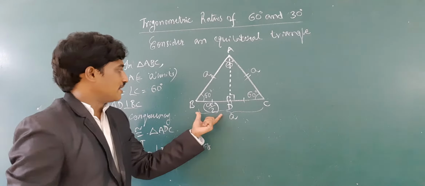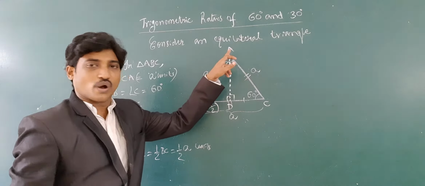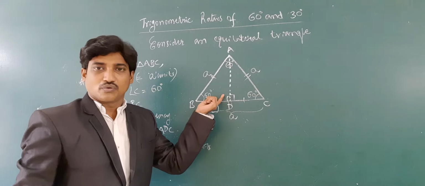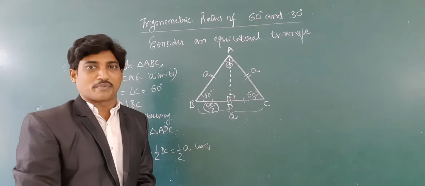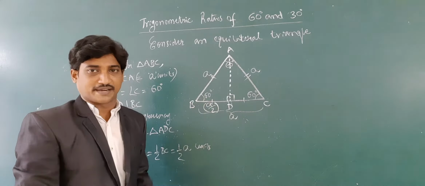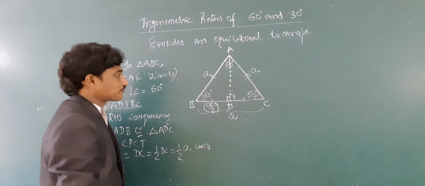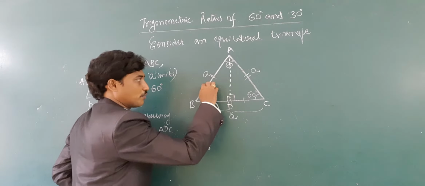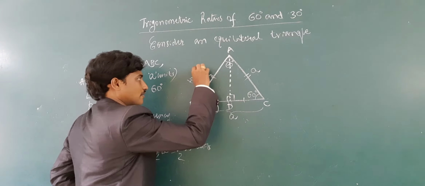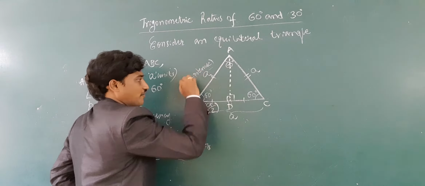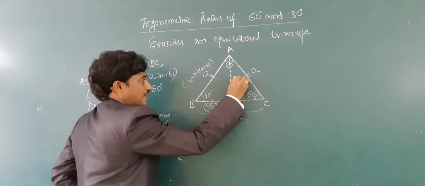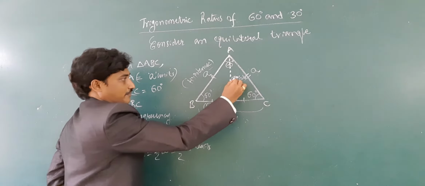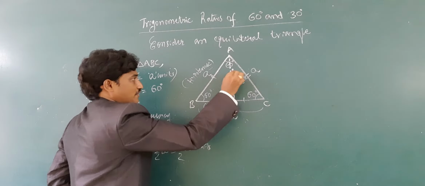We know BD and AB. If we know the altitude AD, then we can find the trigonometric ratios for the angle 60 degrees. Here, for 60 degrees, BD is the adjacent side, and the side opposite the right angle is the hypotenuse. We need to find AD, the side opposite to 60 degrees.